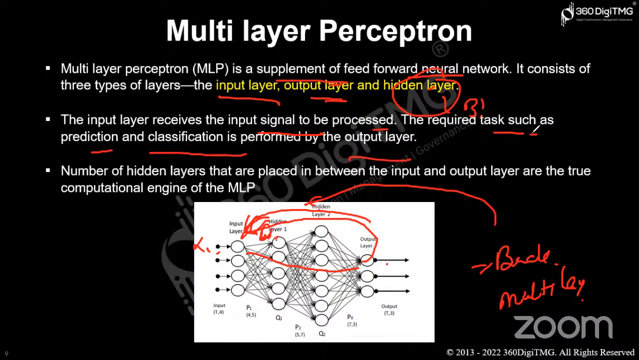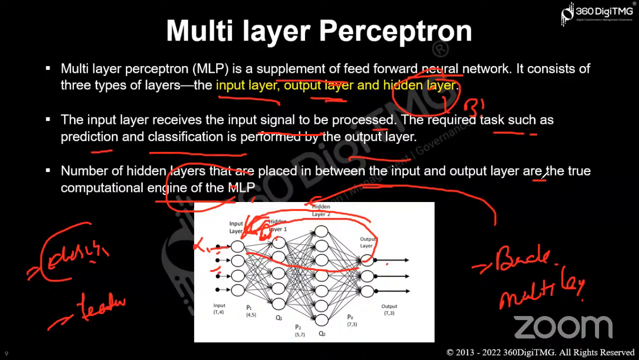The hidden layers placed between the input and output layers are the true computational engine of the multi-layer perceptron. You can design as many hidden layers as you want, but when it comes to the input layer, the number of features you have in your data frame is what we take as input for this particular layer.